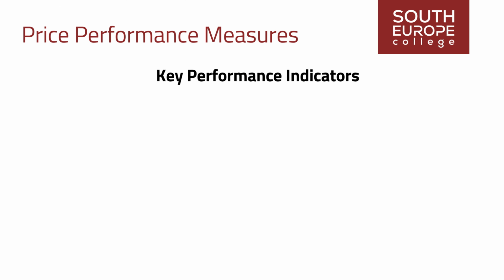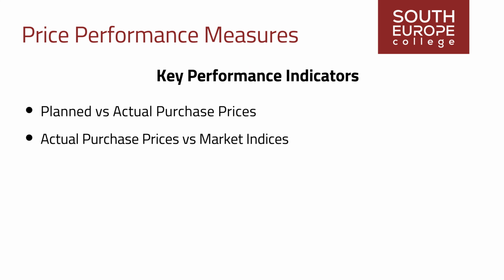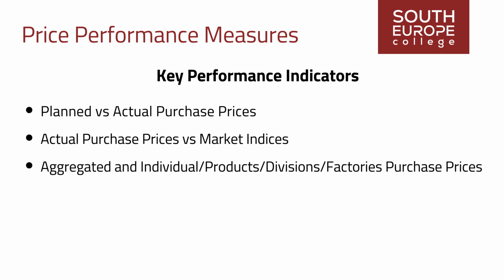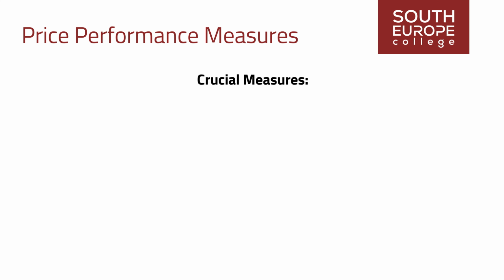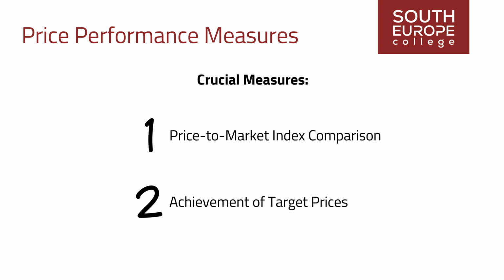Various indicators assess purchasing performance by examining how efficiently it utilizes funds. This involves comparing planned and actual purchase prices, evaluating actual purchase prices against market indices, scrutinizing aggregated and individual product, division, and factory purchase prices, and assessing the attainment of target prices. Two crucial measures include price-to-market index comparison and achievement of target prices.